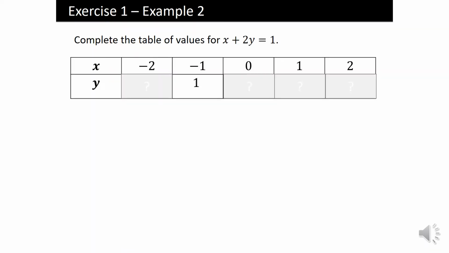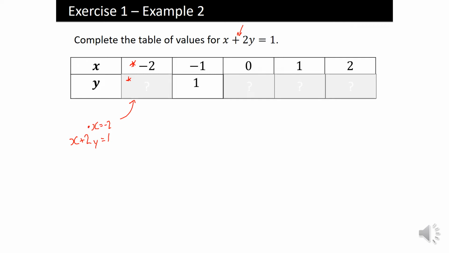Okay, so with this example, we've got to work out which values of x and y fit the line equation. We can see we're given a value for x here, and we need to work out the corresponding y coordinate. The way we do that is we substitute in our x coordinate. So we've got x equals minus 2, and we need to work out what y is. We've got x plus 2y equals 1. Let's rearrange this to work out what y is.